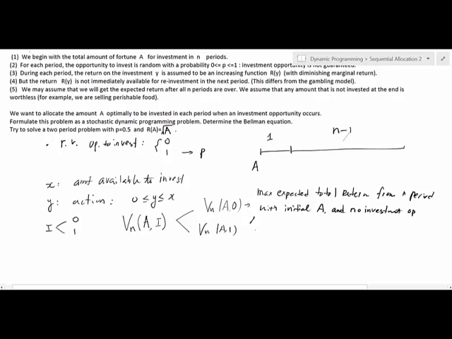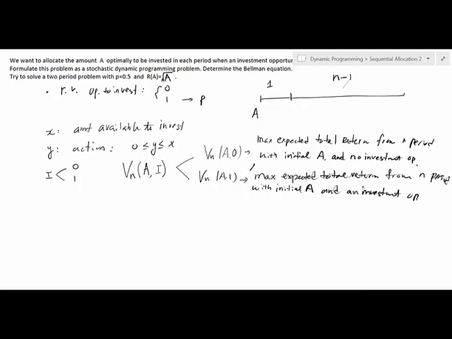How about Vn(A,1)? There's only one change. This is still the maximum expected total return from n periods, with initial amount A, and yes, with an investment opportunity.